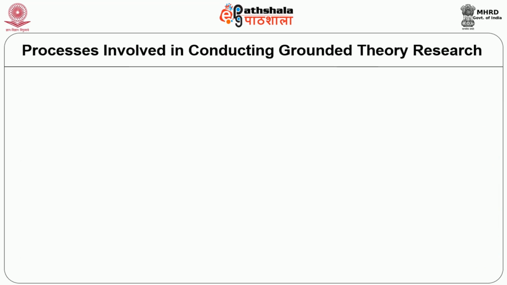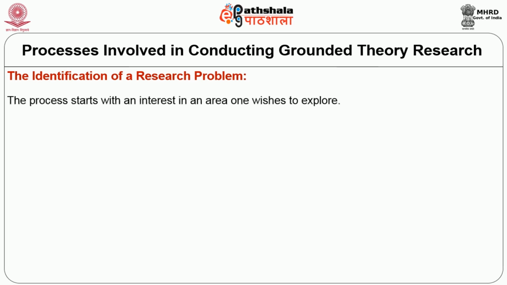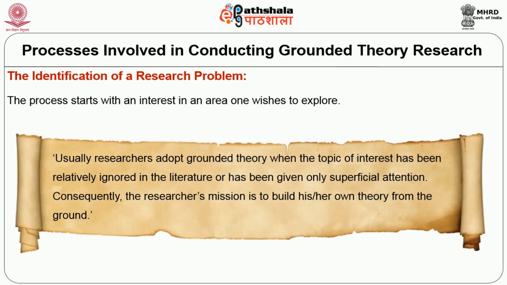Process involved in conducting grounded theory research. The first step in this is the identification of a research problem. The process starts with an interest in an area one wishes to explore. Usually, researchers adopt grounded theory when the topic of interest has been relatively ignored in the literature or has been given only superficial attention. Consequently, the researcher's mission is to build his or her own theory from the ground.